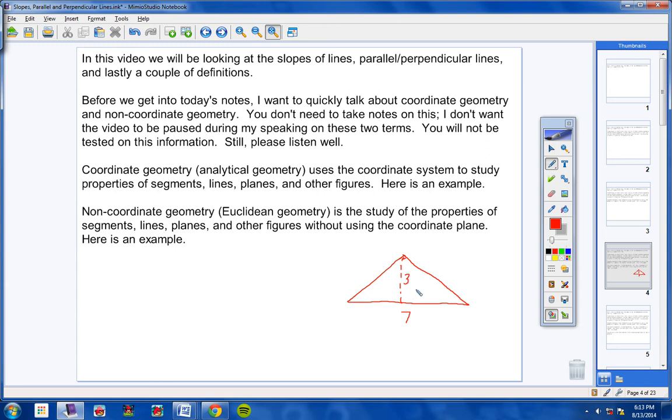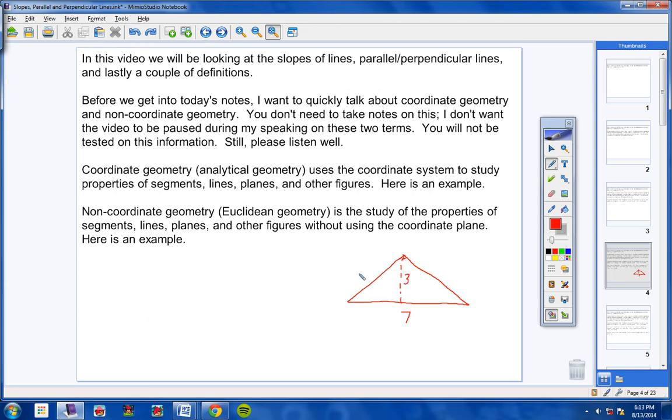Well, first of all, this triangle is not drawn on the coordinate plane. Here's your coordinate plane over here. It is not drawn on the coordinate plane. Number two, I'm not using ordered pairs or coordinates to study this problem. Okay, so this would be an example here of non-coordinate geometry.